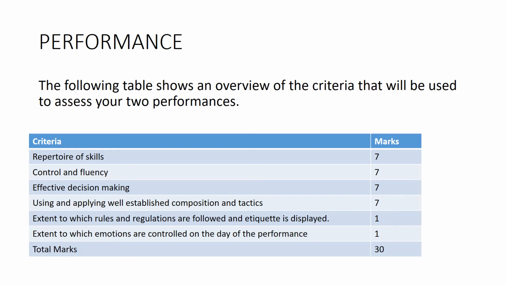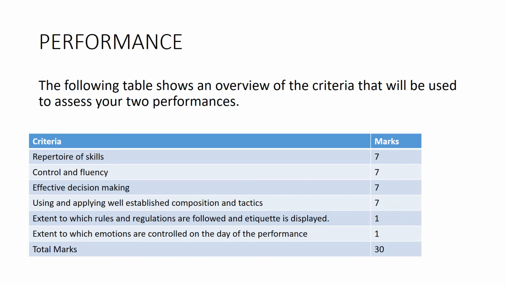We will be looking at their repertoire of skills. So what skills do they possess within that activity? So, for example, if they have picked basketball as their activity, are they demonstrating a range of shooting techniques such as a layup, a jump shot, and a set shot? Are they showing the ability to dribble right-handed, left-handed, both, changes of direction?